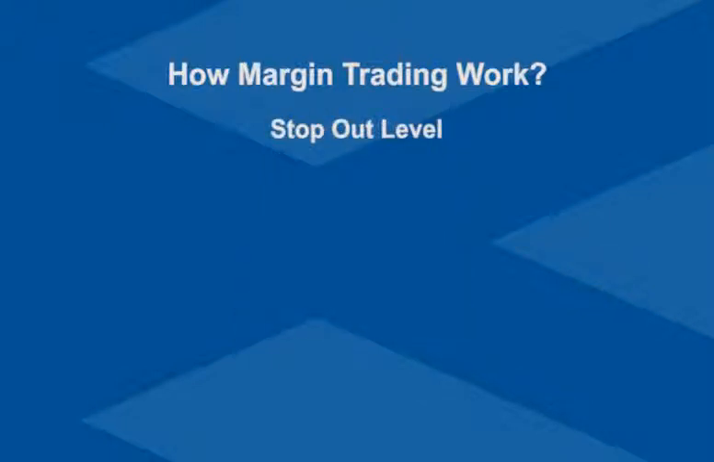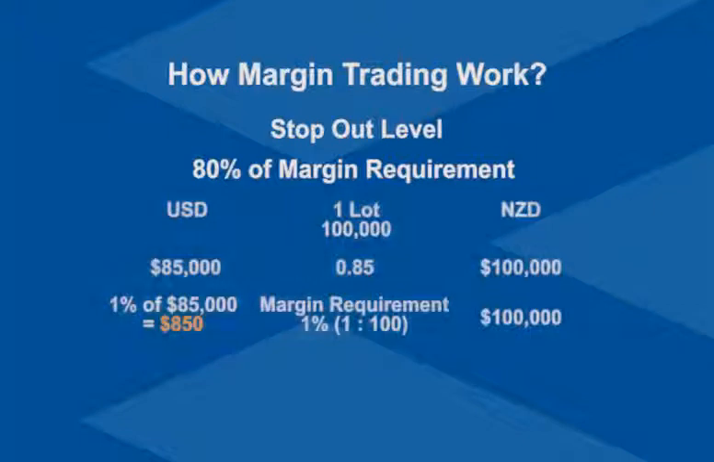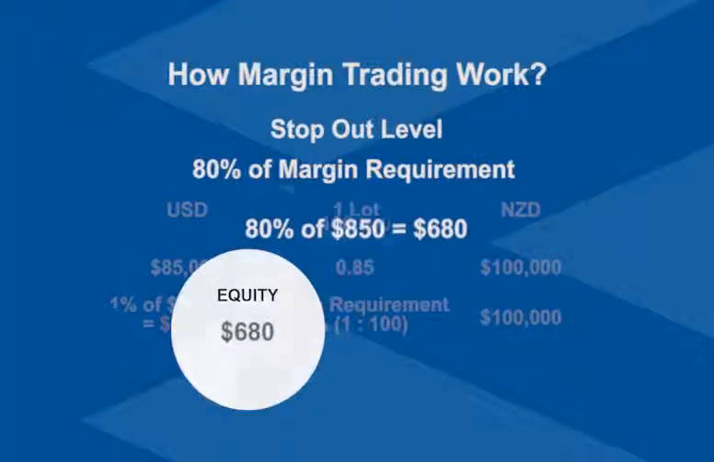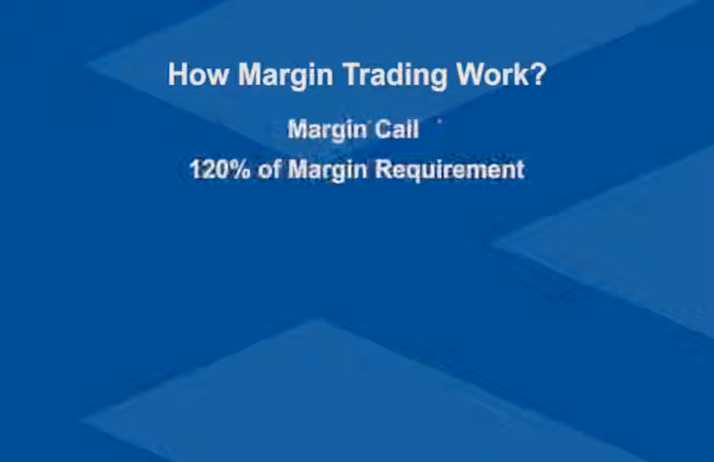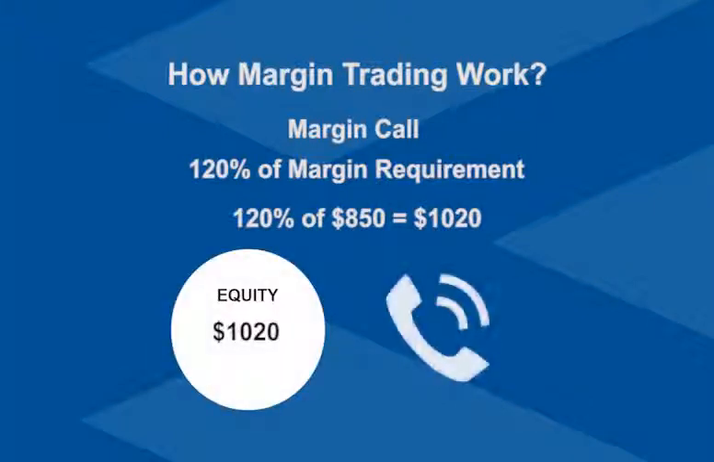So what is the stop out level? Basically, it is 80% of your $850 margin, which is US $680. Meaning if your equity drops to $680, we will close all your open positions. In Blackwell Global, our margin call is set at 120%. So assuming the margin you have with us is $850 US dollars, the margin call will be triggered when your equity falls to $1,020 US dollars.